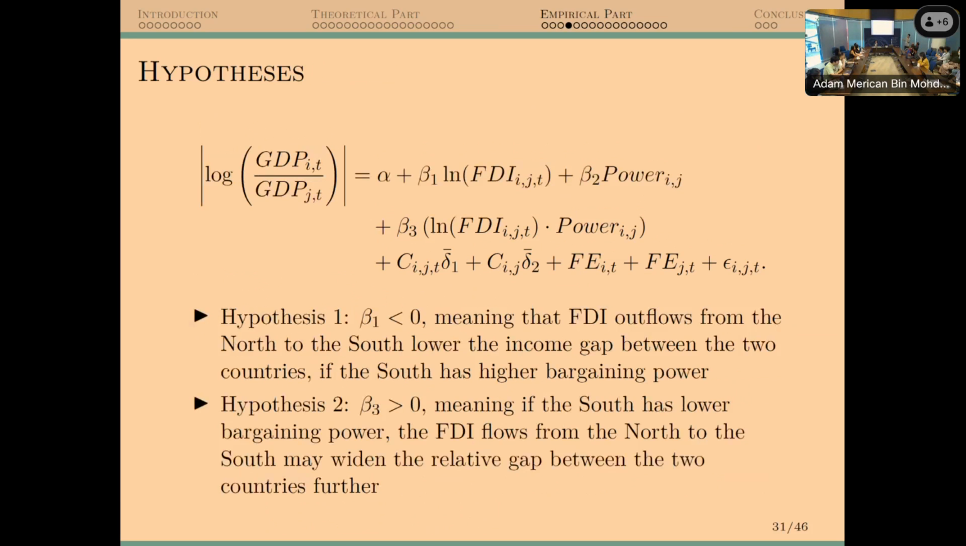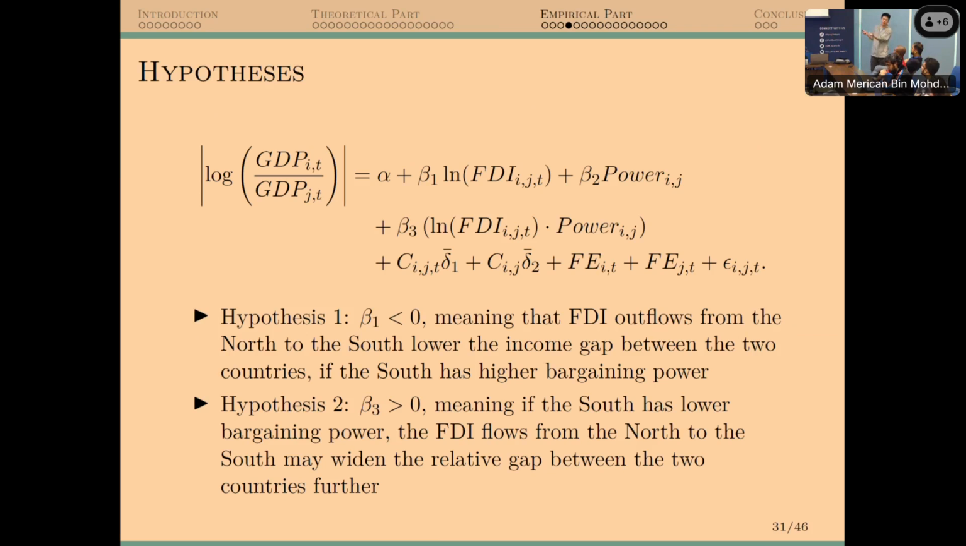Okay. So this is our hypothesis. The first one is beta 1 should be smaller than 0, which means if the power equals 0, the power here is our sigma in the theoretical model, which means if the North country, the rich country, doesn't have any bargaining power, then the power becomes zero. So if the North country does not have any bargaining power over the South country, then the FDI effect on the relative GDP ratio will become negative, which means it will create economic convergence.